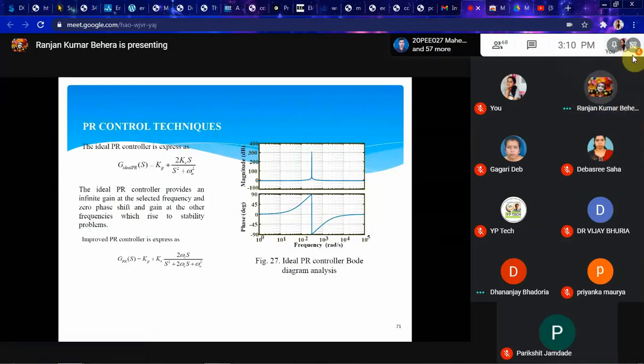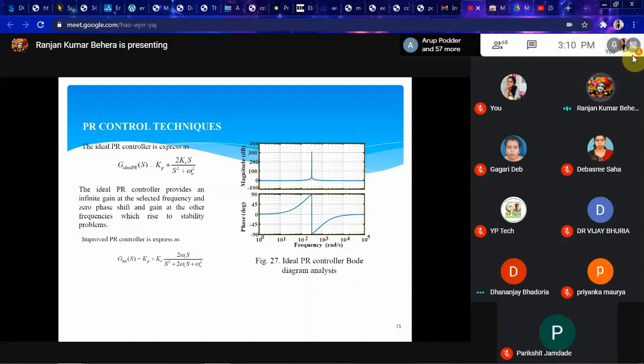In power electronics, we use this proportional and integral controller. Why do we use this one? Because our references are DC. When you have an AC reference, what will you use?